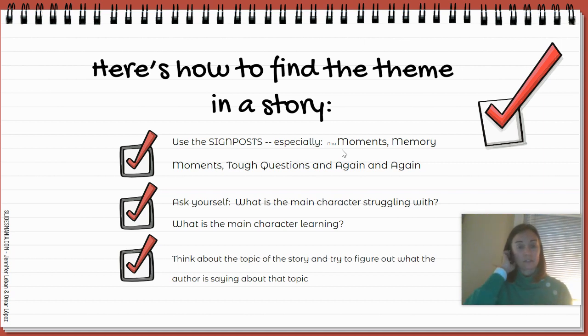You might find something that they're learning. Tough questions are things that the character is asking him or herself, and they're working through the conflict, they're working through struggles. That's always a good place to find the theme. And then lastly, if something comes up again and again, you're going to want to pay attention to that because the author is clearly trying to give you a big sign, basically, that says, hey, pay attention to this. It's like a giant arrow.